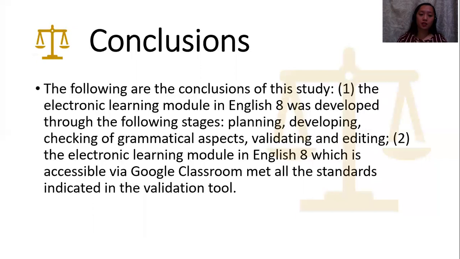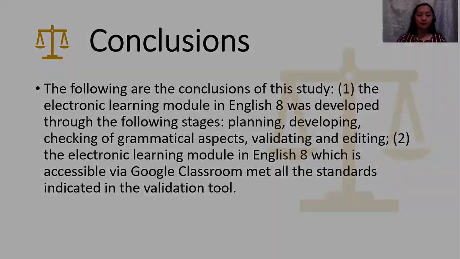For the conclusions of this study, the conclusions are: first, the electronic learning module in English 8 was developed through the following stages. First, planning. Second, developing. Third, checking of grammatical aspects. Fourth, validating. And lastly, the editing stage. Second conclusion, the electronic learning module in English 8, which is accessible via Google Classroom, met all the standards indicated in the validation tool.